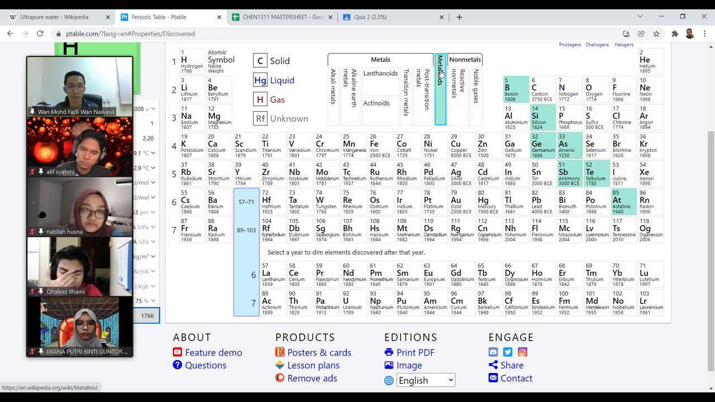But there are also some parts, we call them metalloids in the periodic table. So these metalloids have properties between metal and also non-metal. For example, silicon, boron, germanium, arsenic and so on.